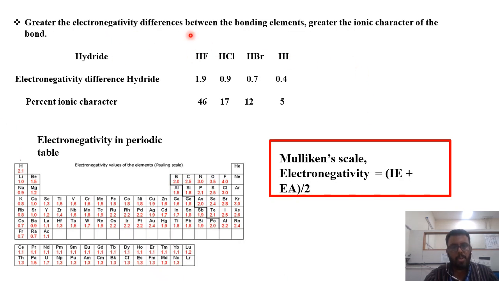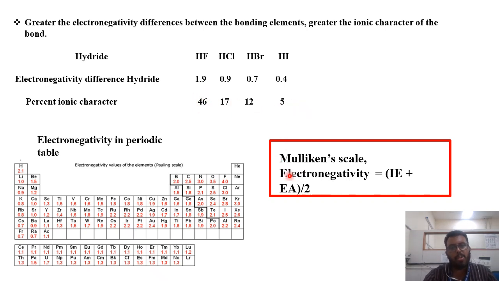The greater the electronegativity difference between the bonding elements, the greater the ionic character of the bond. For example, the hydrides HF, HCl, HBr, HI. Look at here, from HF to HI, the values are 1.9, 0.9, 0.7, 0.4. Since the electronegativity difference decreases, the ionic character of the bond decreases. See the value 46 to 5, it is decreasing.